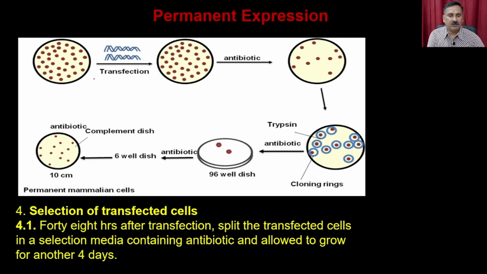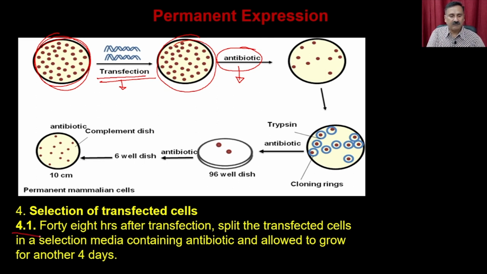This is what we are going to do. First, you plate the cells. Then you do transfection with the help of suitable transfection reagents. Once you have the transfection, you do the antibiotic screening. You can use puromycin, valinomycin. You have a lot of options of different types of antibiotics you can use. And then you do the selection of the transfected cells.